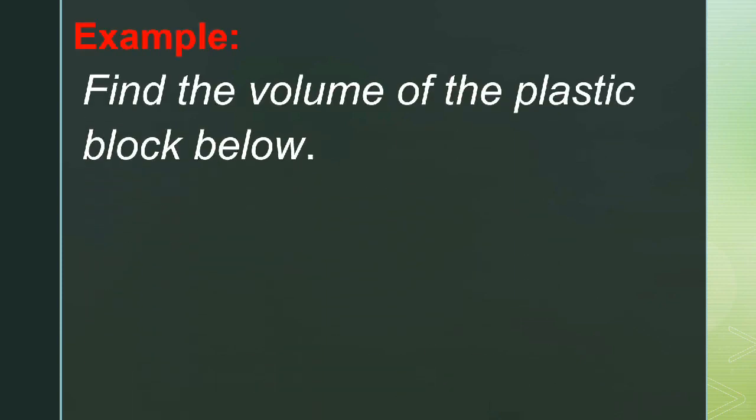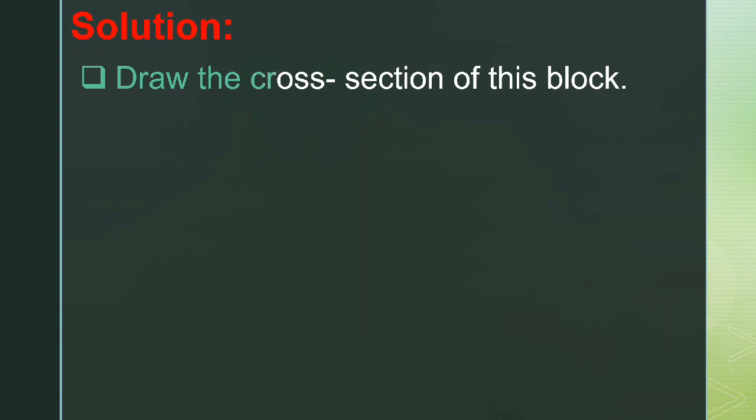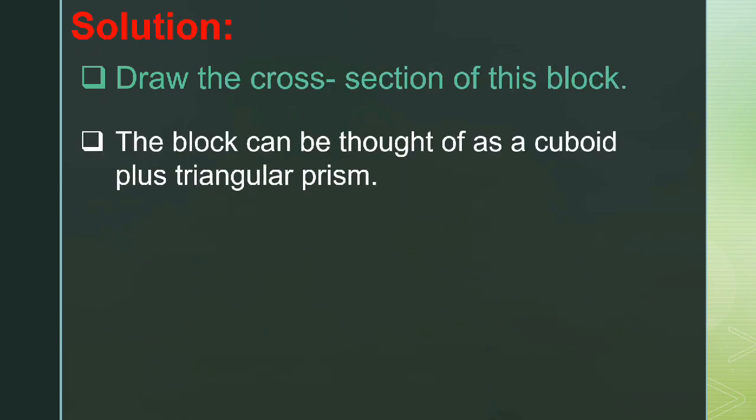Okay, let's have an example. Find the volume of the plastic block below. So we are going to solve its volume. To solve this one, first, we will draw the cross section of this block. And the block can be thought of as a cuboid plus a triangular prism.